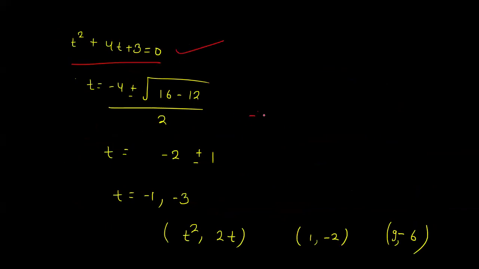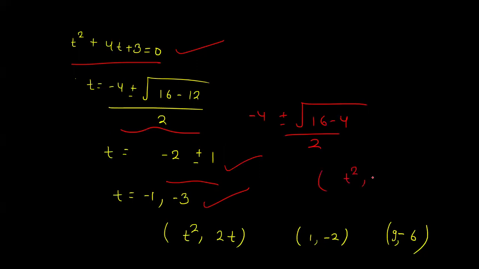So here we can find that minus 4 plus minus root of b square minus 4ac divided by 2, like this. So this will become minus 2 plus minus 1. So we are getting two values of t, minus 1 and minus 3. So we know the coordinate of C is t square, 2t. So we can put t value minus 1, so it will become 1, minus 2, and we can also put t value minus 3, it will become 9, minus 6. So these are the possible coordinates of C for that condition to be true.